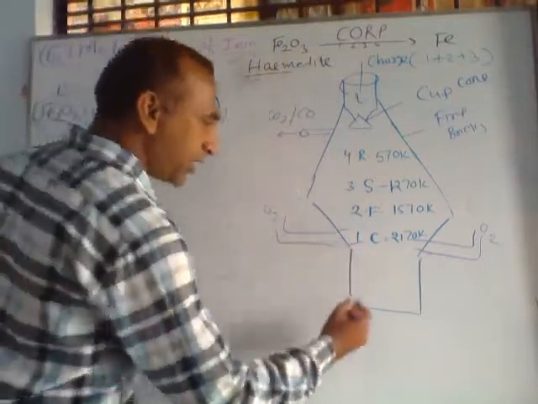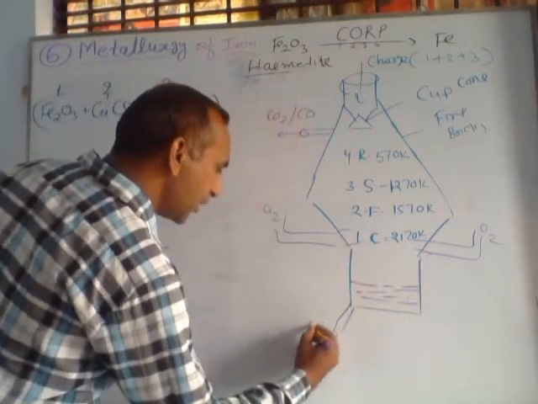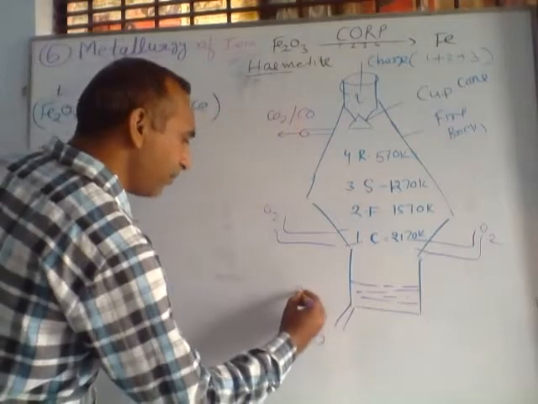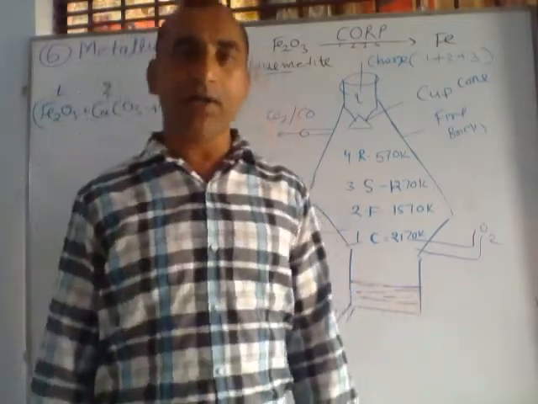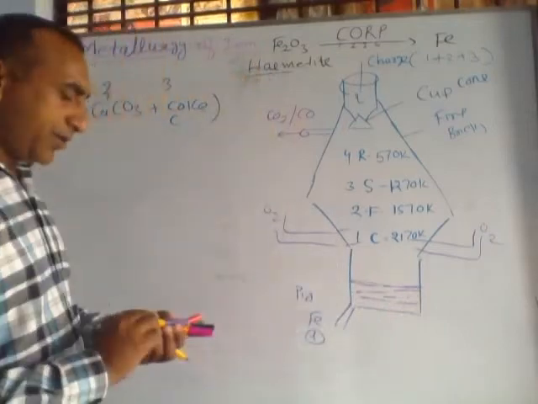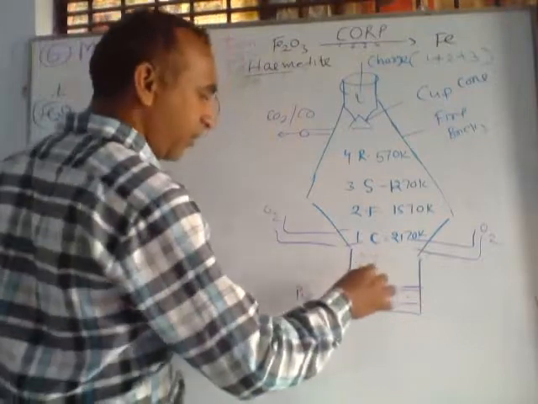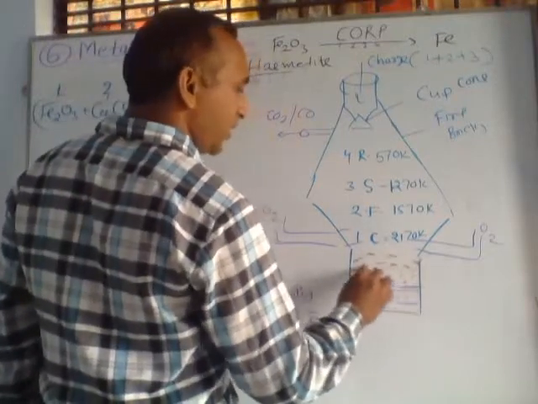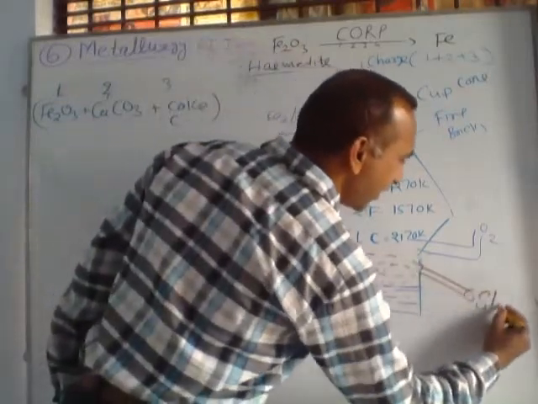And at last here, molten iron, the iron Fe in liquid state, is obtained. This is called pig iron, from the bottom of this furnace. Pig iron means impure iron, and the pig iron is heavy, and above the pig iron there are impurities formed in a compound, called slag.